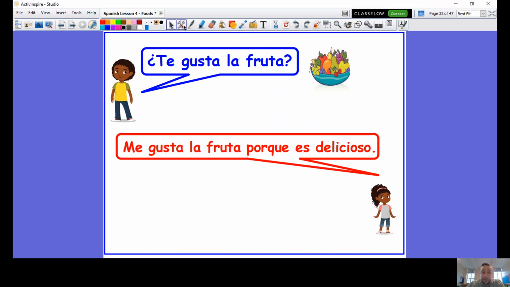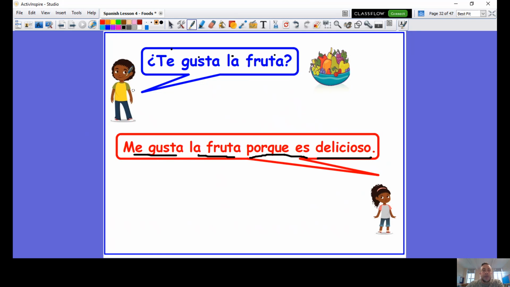Ah, the boy has a different question. He says, ¿Te gusta la fruta? And the girl says, me gusta la fruta porque es delicioso. Let's have a practice. This time, you're going to be blue, so you'll ask me the question. Ask me the question now. Me gusta la fruta porque es delicioso.